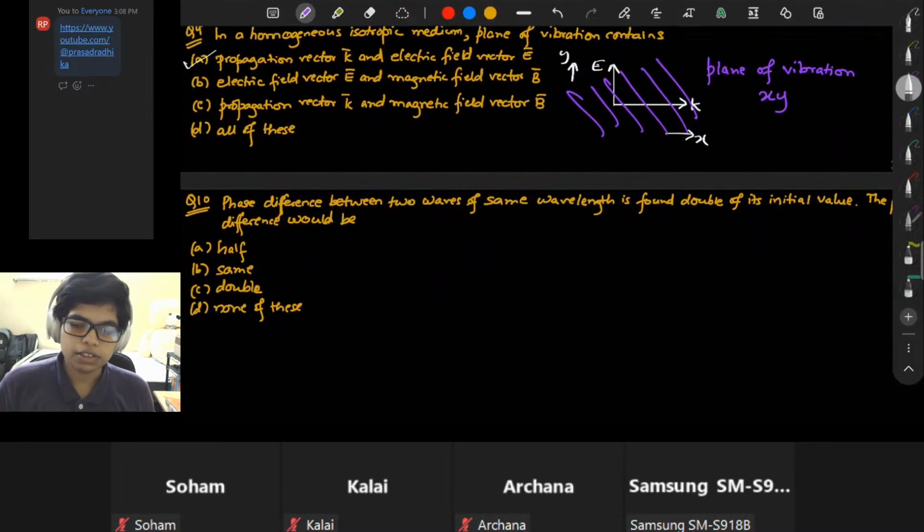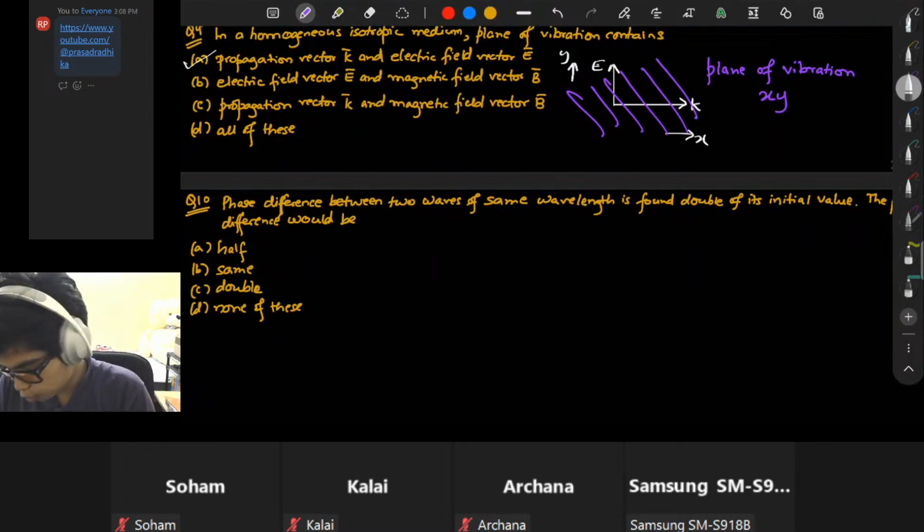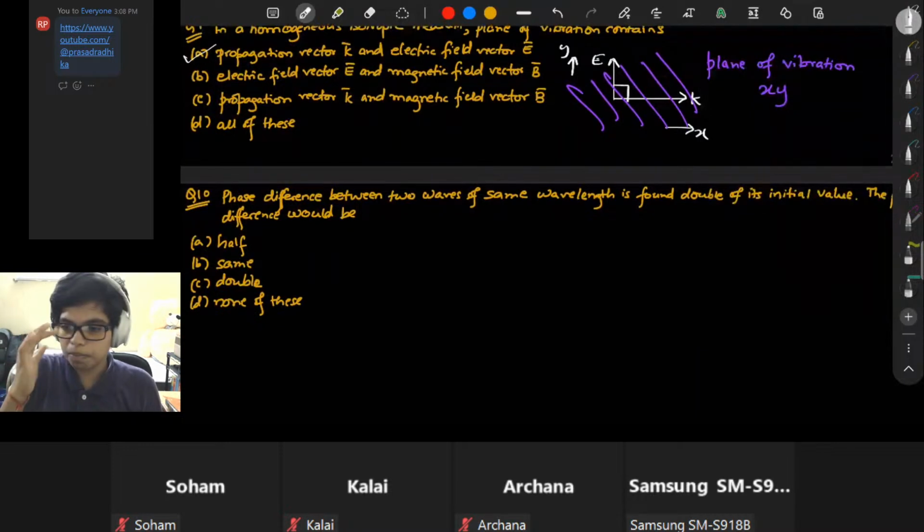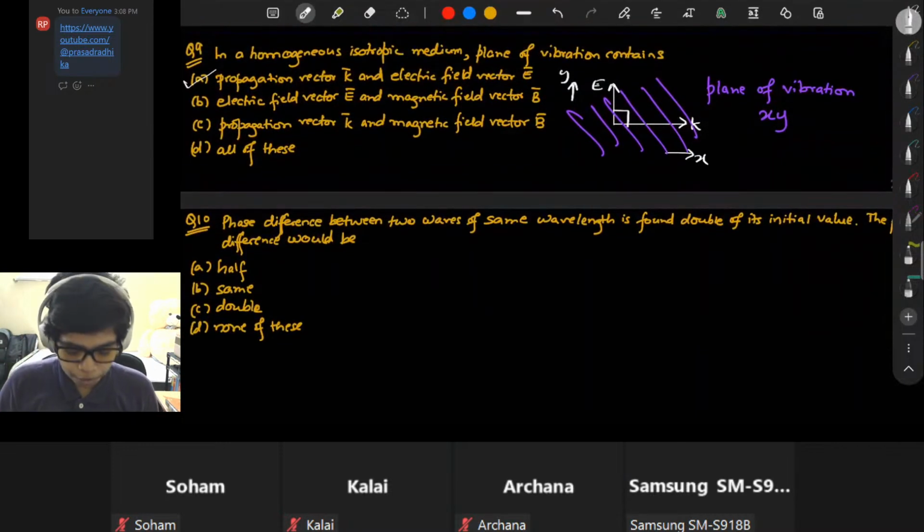And this is the convention. We take the electric field vibration direction and the propagation direction. Those two vectors will define a plane because the electric field is perpendicular to the propagation vector. This makes 90 degrees. And they will define a plane, and that plane is known as the plane of vibration.